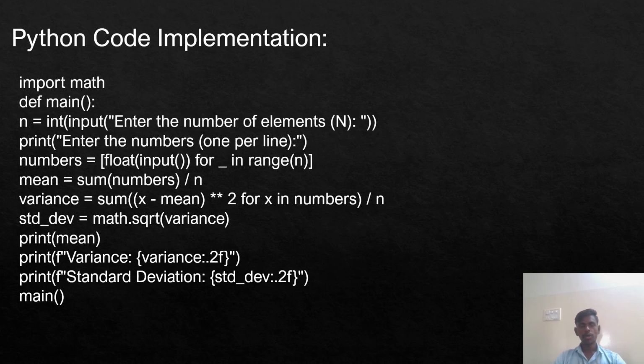Then numbers is equal to float(input()) for i in range(n). Here we are using float because of the numericals. Then mean is equal to sum of numbers divided by n. This step is the formula of mean, that is sum of numbers divided by n. Then the variance, whose formula is sum of (x minus mean) squared, for x in numbers, divided by n. And then standard deviation is equal to math.sqrt(variance). Then print f variance in brackets, formatted to .2f, and the same for standard deviation. Then we conclude by calling main.